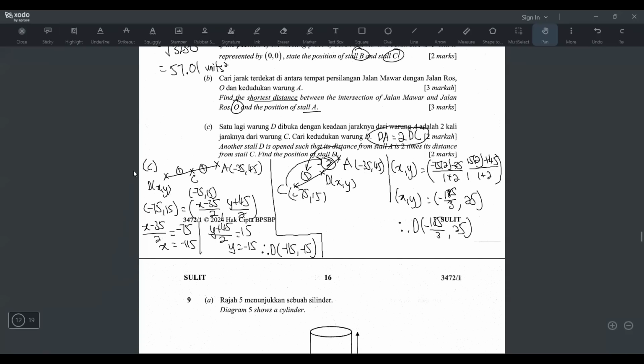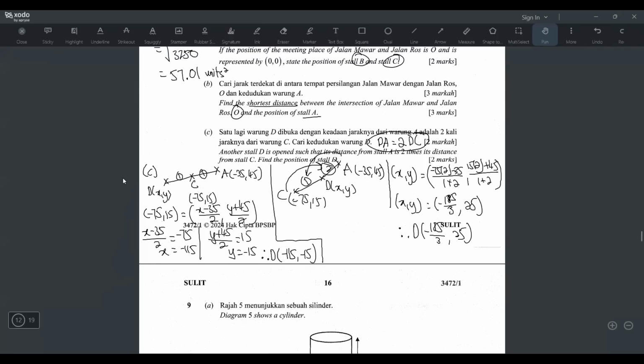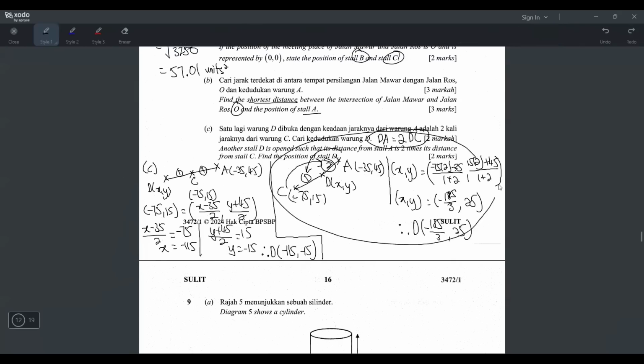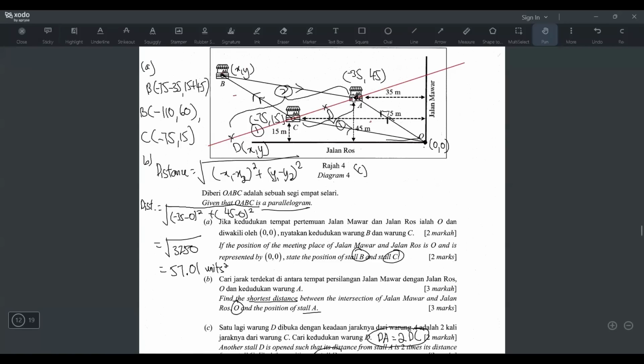Okay, so let me tell you the schema punya cara. The schema did it like this. Yeah, the schema actually never show this method. This method is not in the schema. But I think there are two possible answers for this question because the question never says the D has to be in between AC, right?